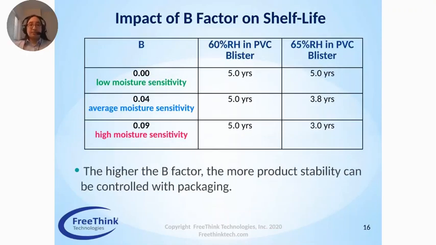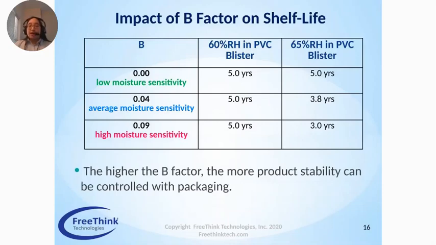Similar to that is the B factor, the humidity term. In this case, say you're stable for 5 years at 60% RH in a PVC blister. So PVC is a pretty permeable packaging. The assumption here is that you equilibrate pretty quickly to the exterior 60% RH. So if you went up in humidity, if you went to 65% RH, and you had a B term of 0, this is actually no moisture sensitivity. That says that no matter what your relative humidity is, your shelf life is not going to change. It's 5 years either way.